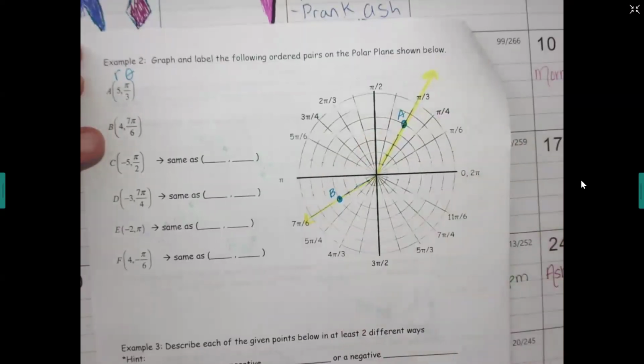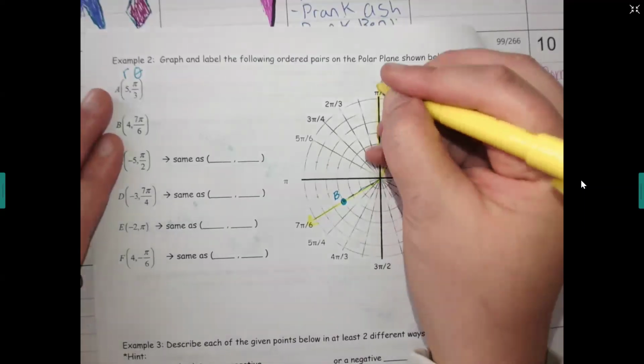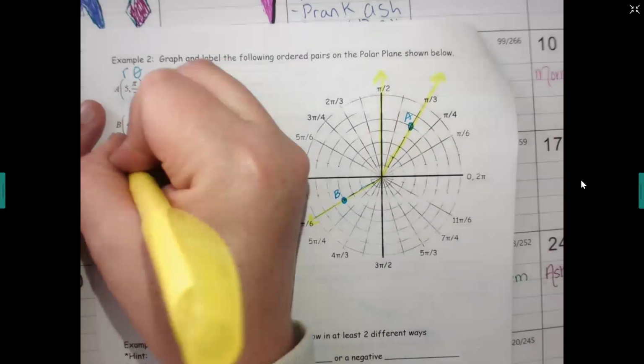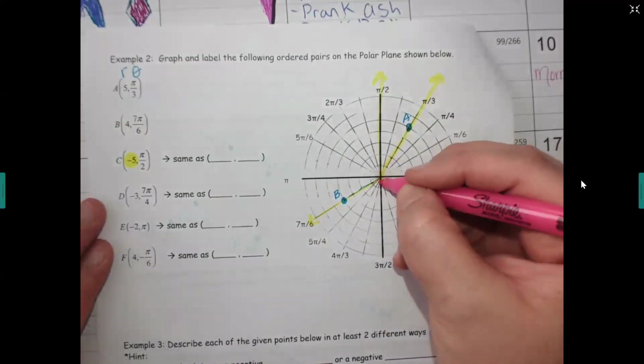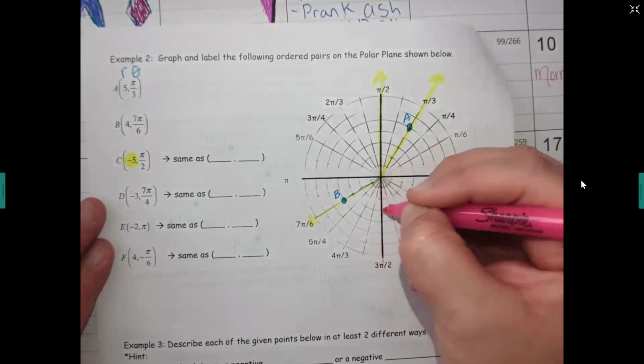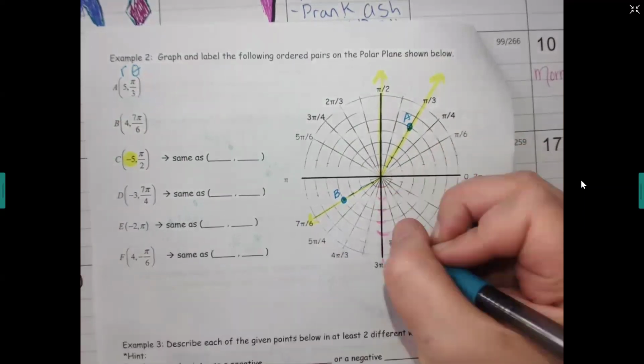Next one, I want pi halves, -5. Well, pi halves is normally straight up. But in this case, because I have a negative radius or ring, instead of me going 5 towards the pi halves, I'm going to count 5 away. So it'd be 1, 2, 3, 4, 5. That would place my dot C here.